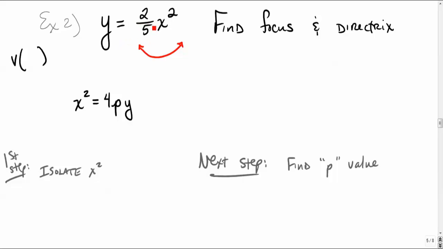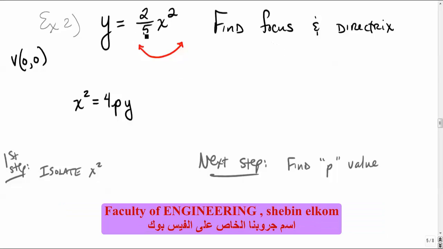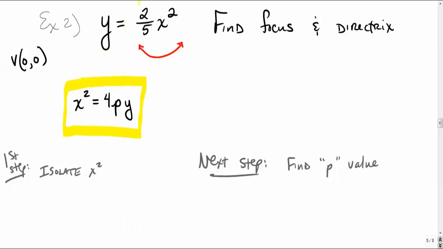The vertex of this, you notice that there aren't any h or k values. In fact, there are no parentheses at all. So my vertex is right at the origin. And the first thing we want to do, when we see this, is get into the habit of using this form right here. This is the form that will help us get the focus and directrix.